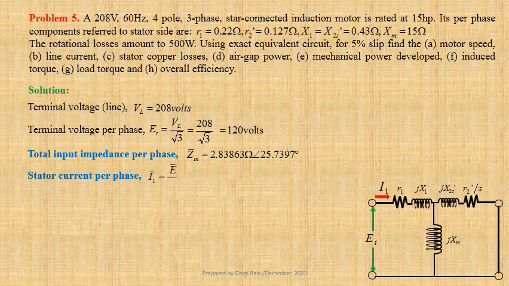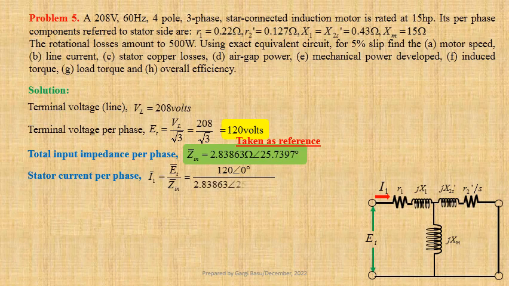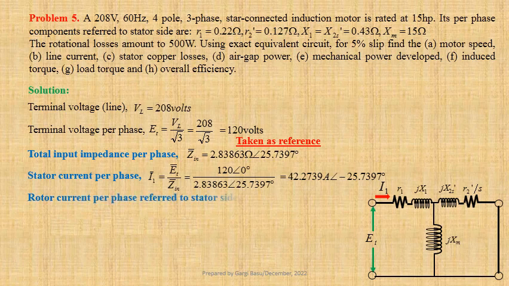Let us now calculate stator current per phase. I1 equals ET divided by Zin. Taking terminal voltage per phase ET as reference, we get I1 equals 120 at an angle 0 degree divided by 2.83863 at an angle 25.7397 degree. That gives us 42.2739 ampere at an angle minus 25.7397 degree.